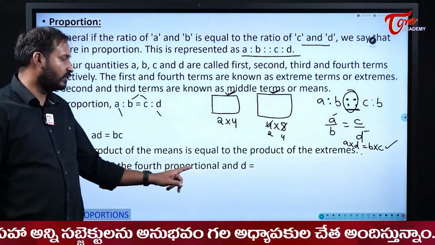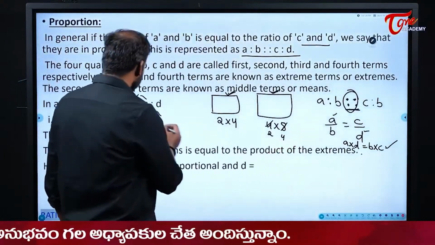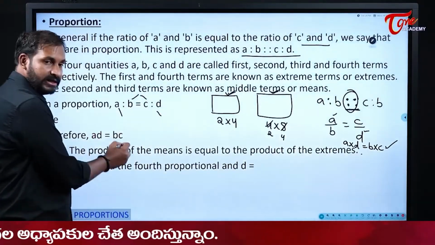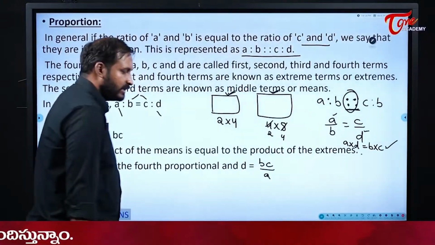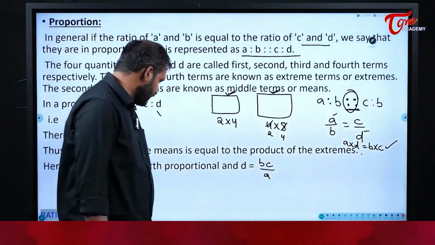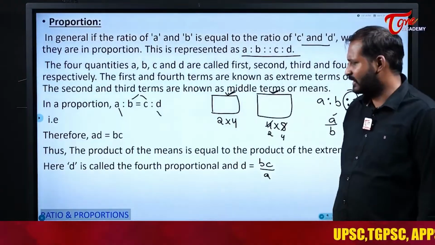Here D is called the fourth proportional. If I want to write D, what can I do? I will send A to the other side. So what happens to the D value here? D becomes BC by A. It is just a proportional symbol, nothing more than that.